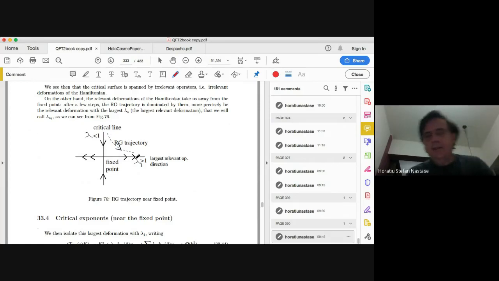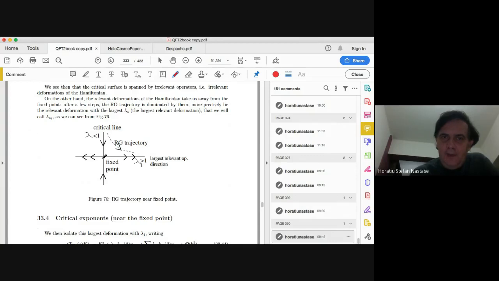So this is a pictorial analysis. The critical line in this represents the critical surface. You know, this is a multi-dimensional space, but I just describe it in terms of two directions: a direction with lambda smaller than one, and a direction with the largest relevant operator, lambda a1, that is greater than one. So the RG flow, if you are on the critical surface, takes you towards the fixed point, right? So if you're here, the fixed point is here. If you're here, you go like this. If you're here, you go like this.